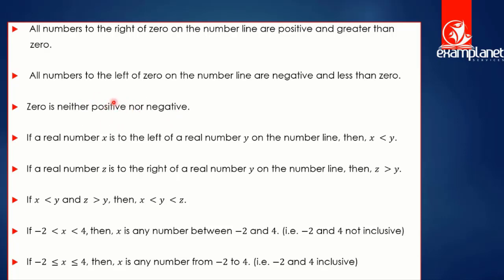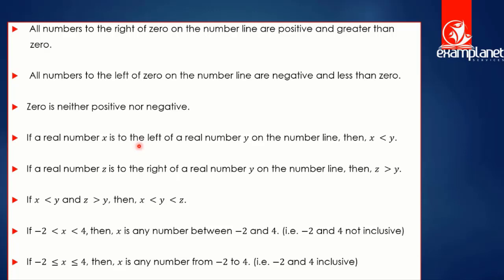Alright, so if the question is telling you positive integers, you don't start from 0, you start from 1. Okay, 0 is not positive and it's not negative. If your real number x is to the left of your real number y on the number line, then x is less than y. For example, minus 2 is to the left of 0. So that means minus 2 is less than 0.